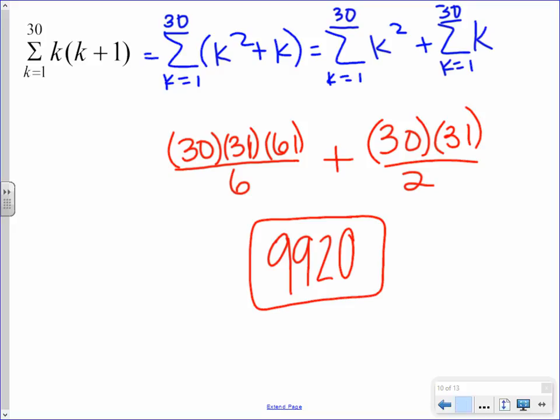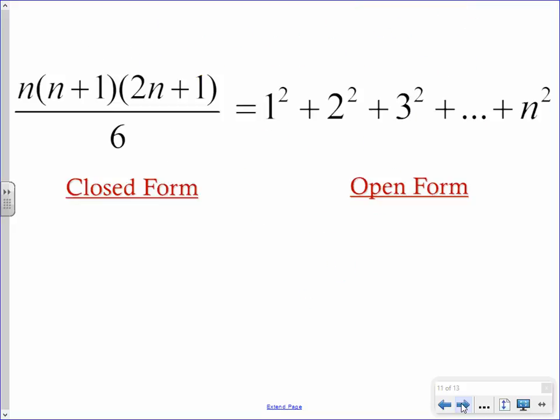Two more things to talk about. I want you to understand the difference between these two forms. Both of these represent the sum from 1 to n of k squared. This is open form, where we talk about the sum of all of the terms. Closed form is our shortcut. So you're going to have some problems where that top number is not going to be a number, it's going to be n, and we're going to have to write out our shortcuts in terms of n instead of in terms of a number. And that is what our last example is going to be.